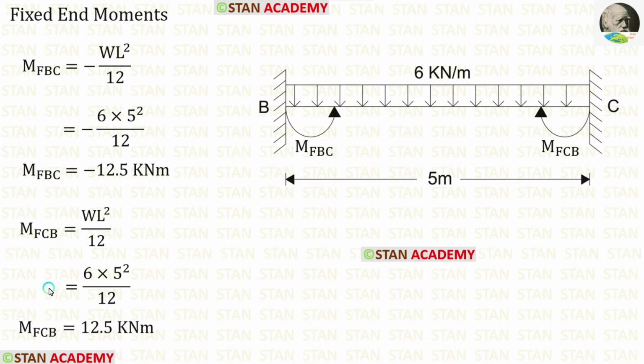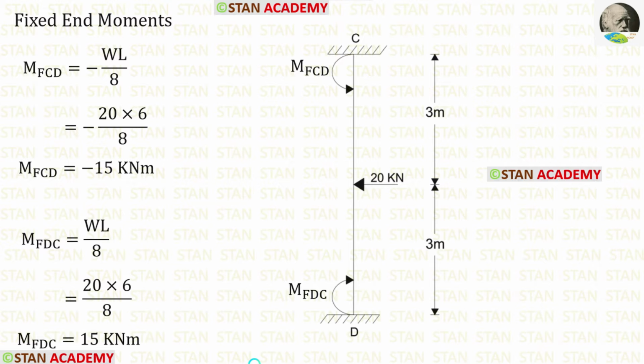Now let us find the fixed end moments in the beam BC. In the beam BC, there is a UDL 6 kN per meter acting for the full span. The formulas for the fixed end moments are minus W L squared upon 12 and positive W L squared upon 12. In the formulas, let us apply the values. W is 6, L is 5. When we apply them, we are getting M of BC and M of CB.